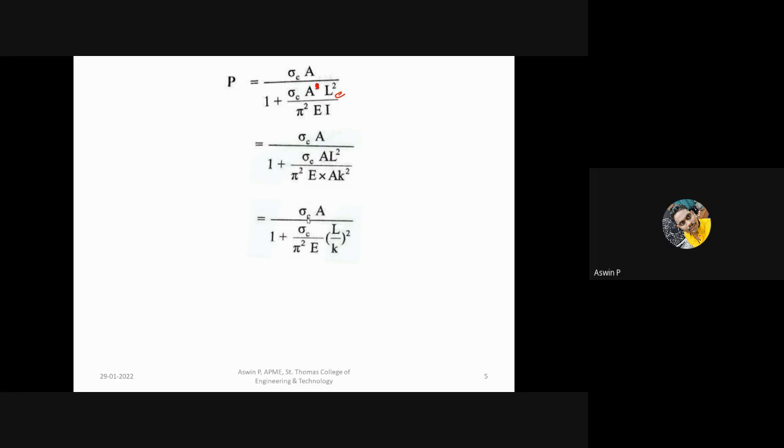And finally, the Rankine formula will be sigma C into A divided by 1 plus alpha into L by K square. In some cases, instead of alpha, they will put A. Both alpha and A are Rankine constant.